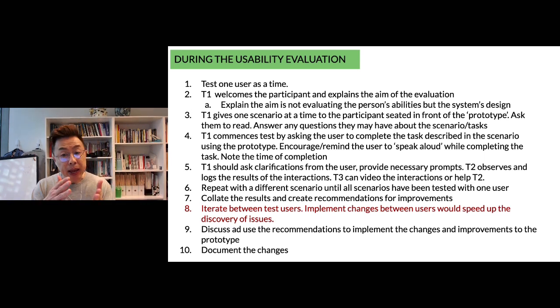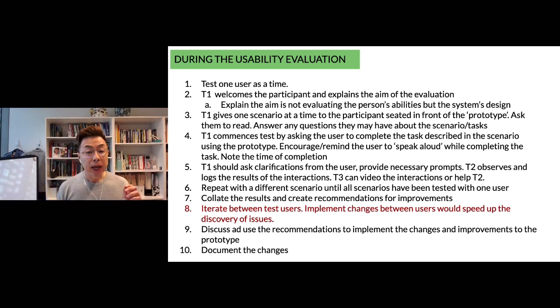So what you want to do is that after the first one, you fix or iterate your prototype, then with number 2 you'll have fewer problems to find, but they might find something else. And then you'll iterate after the second one. So by the time you get to the third, fourth, and fifth, there'll be much fewer issues with the prototype. And maybe that also opens up more ability to find other problems.